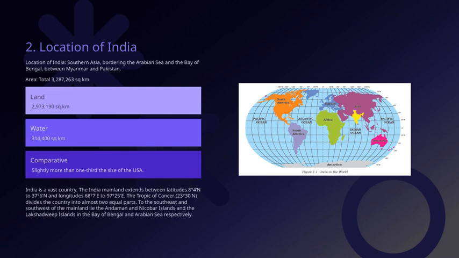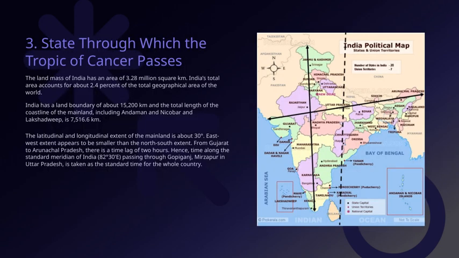To the southeast, there are the Andaman and Nicobar Islands in the Bay of Bengal, and to the southwest, the Lakshadweep Islands in the Arabian Sea. These islands are an important part of India's geography and cultural identity, connecting the mainland to the broader Indian Ocean region. All these geographic features help us understand India's strategic location and diverse landscape, which are key to its history, culture, and development. India's landmass covers about 3.28 million square kilometers, making it a significant part of the world's geography.